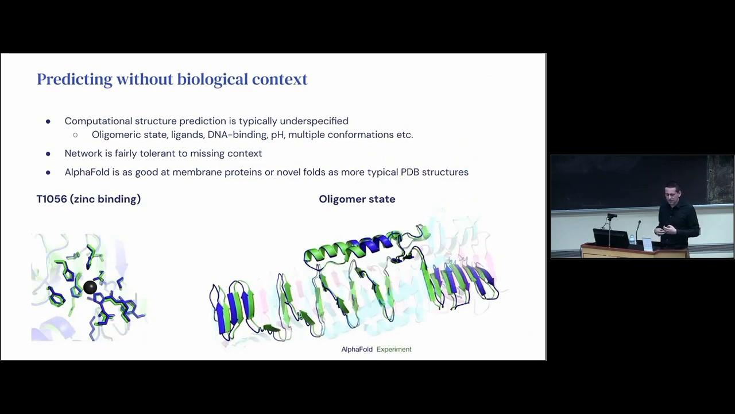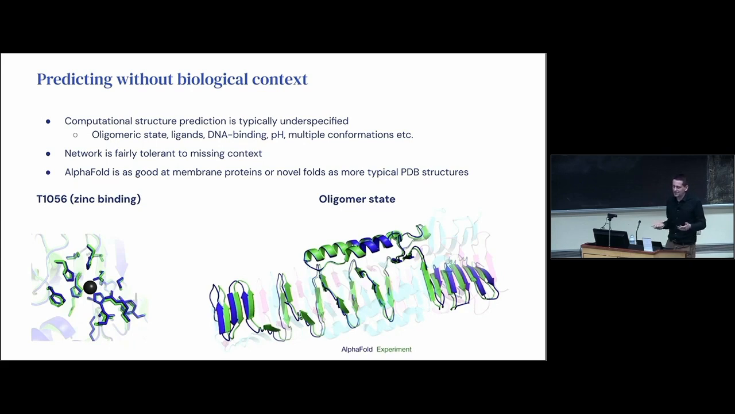But another interesting question is, okay, we put out all these predictions, but what about all this context that we know matters? What about all the things that experimentalists care about? If you think about it, Anfinsen's phrasing of the protein structure problem was a bit wrong. He says the sequence uniquely specifies the structure. Of course, that's not really true. Well, in what oligomeric state? Are there ligands, DNA binding, pH, thermal fluctuations, everything? This is an underspecified problem.